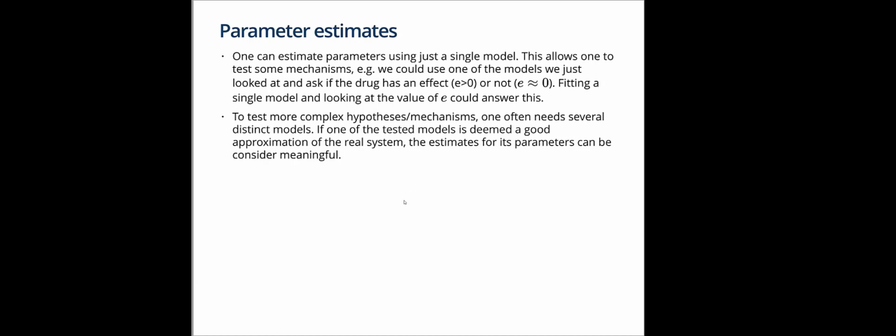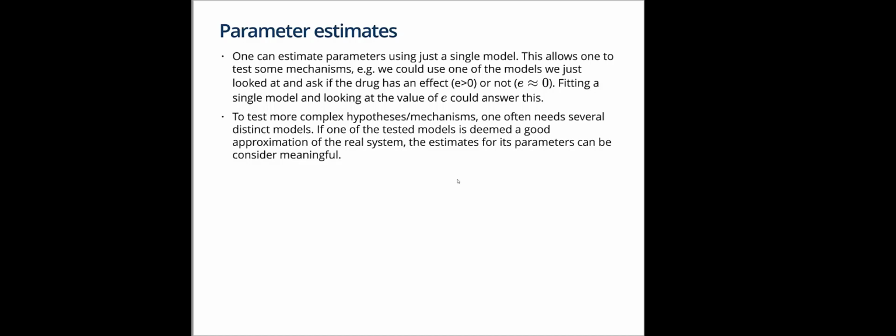When you fit only a single model, you can do a little bit of mechanism testing. So something similar to null hypothesis testing. In this case, you could test if the drug has an effect. That would mean E is greater than 0, or doesn't have an effect. That would be E approximately 0. Though I think it would actually be better if you formulate a model that has the drug in it, so E, and you let E fit, and then you have another model where you just take that out and fit this and see how it compares.